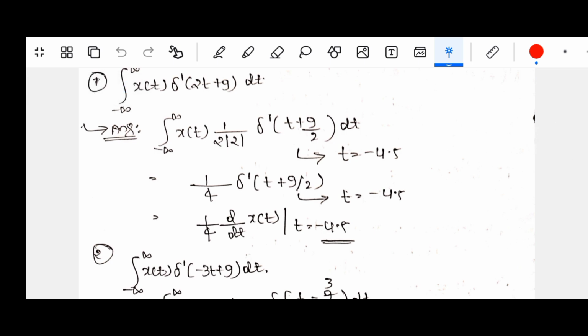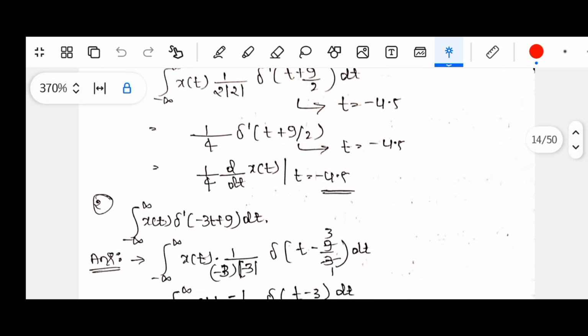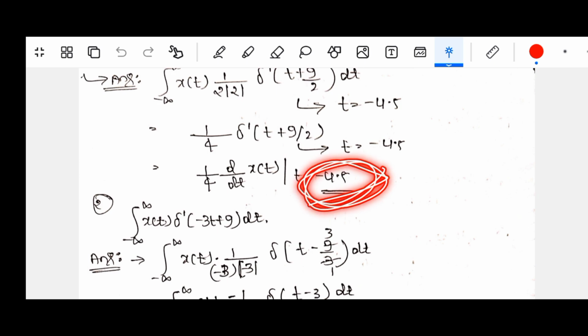Here 1 by 4, since 2 into 2 will be 4. 1 by 4 into δ'(t plus 9 by 2). Therefore 1 by 4 into the differentiation of x(t), where t will be minus 4.5.